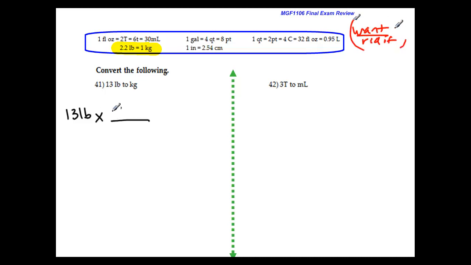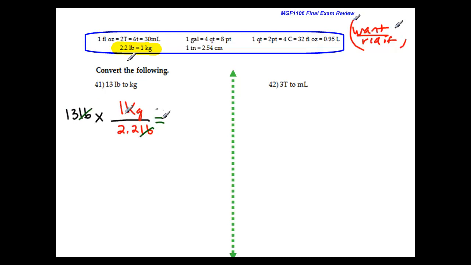So we want, on number 41, the kilograms. So 1 kilogram goes on the top. We want to get rid of the pounds. 2.2 pounds goes on the bottom. A double check. These should cancel.